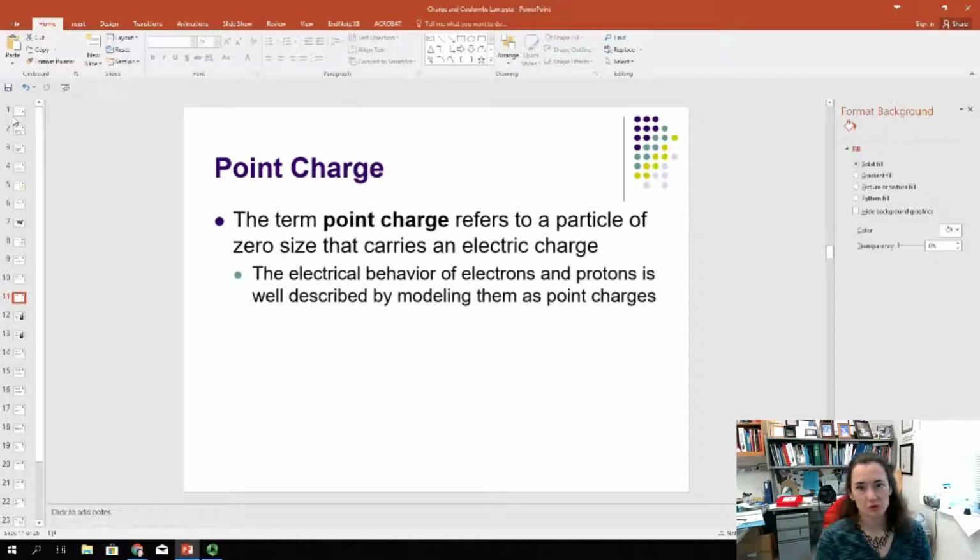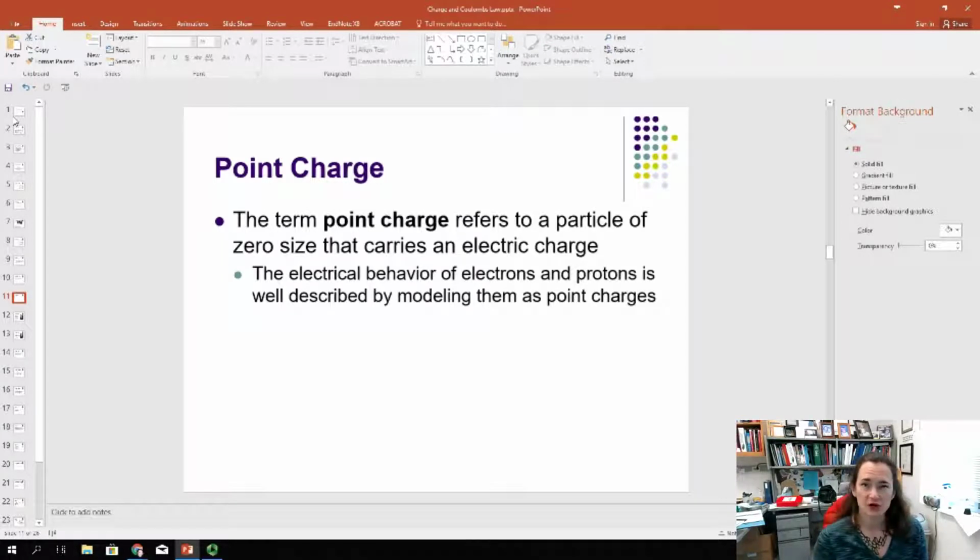Oftentimes in physics problems we'll refer to the term point charge, and that's a particle that has net zero size that still carries an electric charge. It's also worth saying that the behavior of electrons and protons is well modeled by describing them as point charges, and that's because they're so very small. As far as we know, the electron really is a point particle. Its wave nature, the de Broglie wavelength, kind of dominates over any probing that we can do. And so as far as we know, it's a point particle.